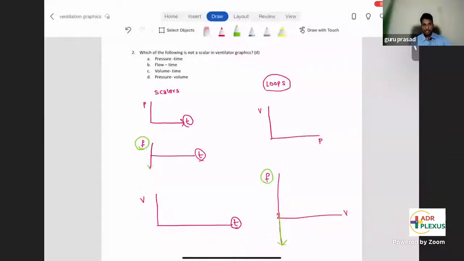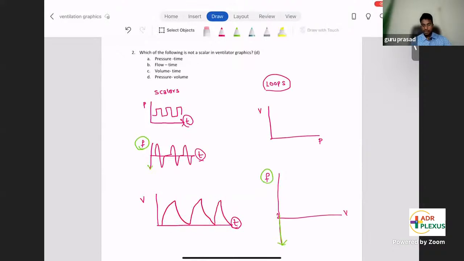Deflection is seen in flow scalar. So coming to the pressure and time scalar, now we will go into it. I will just briefly explain, and again I will explain you in detail. So the pressure scalar will basically be like this, whereas the flow scalar will have a positive deflection as well as a negative deflection, whereas the volume time will have only positive deflection. It will be like this.